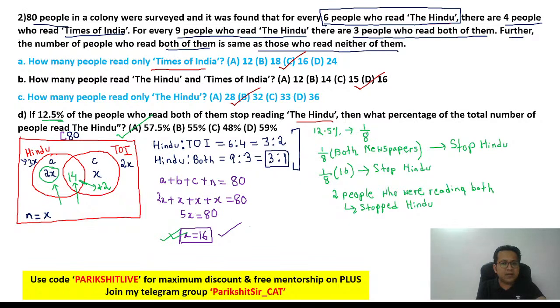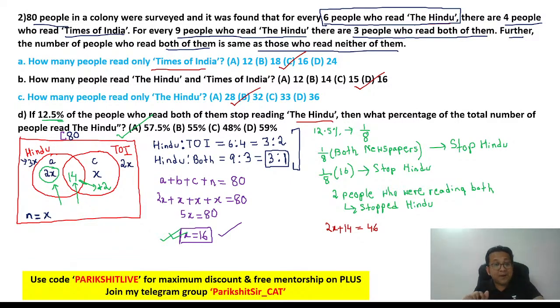So how many people read the Hindu now? How many people are reading the Hindu will now get you the answer. 2x plus 14 people read the Hindu. The value of X is 16, right? X is 16. So 2 into 16, 32, 32 plus 14, 46. 46 people read the Hindu.